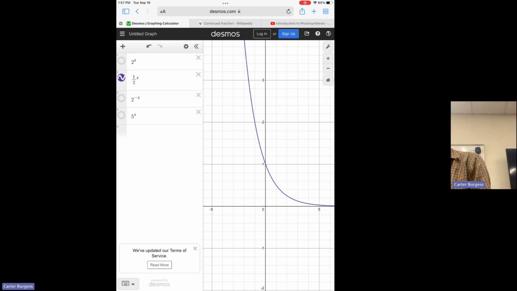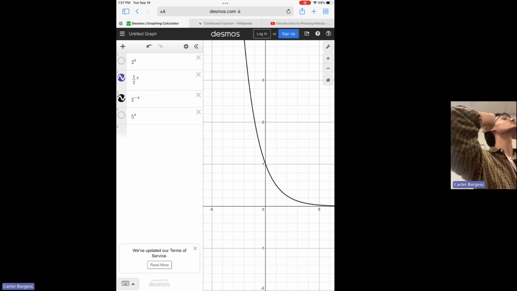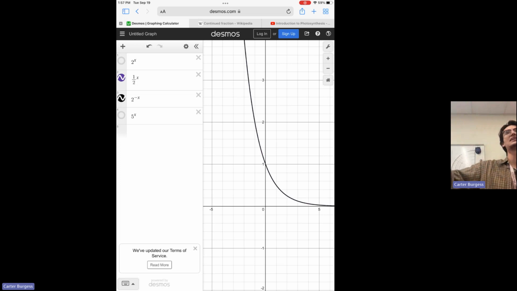And in fact, when we look at what 2 to the negative x is, it is exactly the same as 1/2 to the x. It's hard to see what's going on, but notice that purple line is being perfectly overlapped by this black line. And so this base being less than 1 is really not a change in our function. There's not really a difference between a growth function or a decay function. A decay function is just a reflection of a growth function.